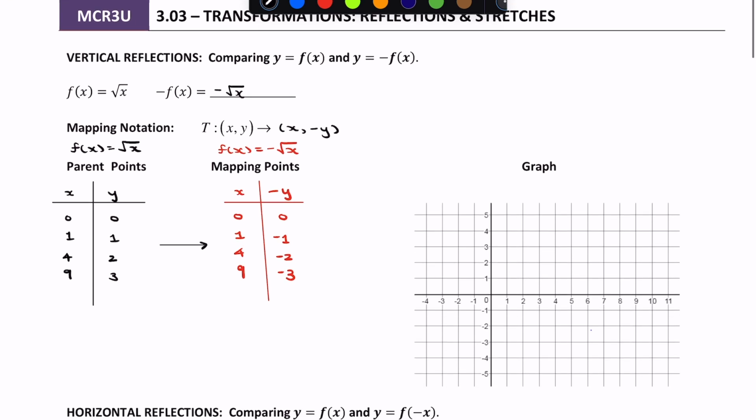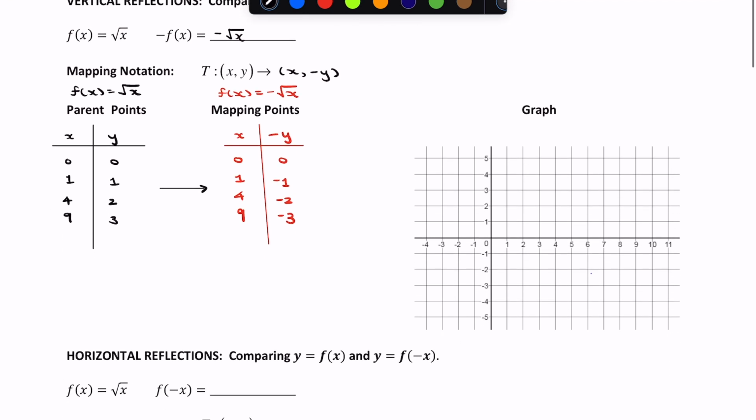So if we graph our parent function and our transformed function, here we start at 0, 0, 1 and 1, 4 and 2, and 9 and 3. So that's our original parent function. And then our transformed function, negative square root x, will be at 0, 0, starting at the same spot, but 1 and negative 1, 4 and negative 2, and 9 and negative 3.